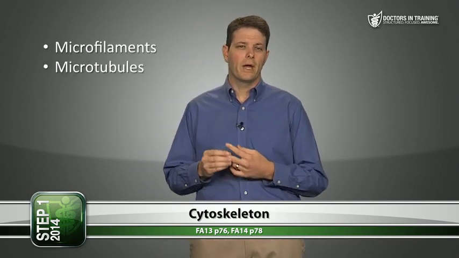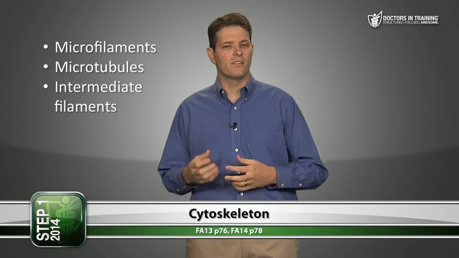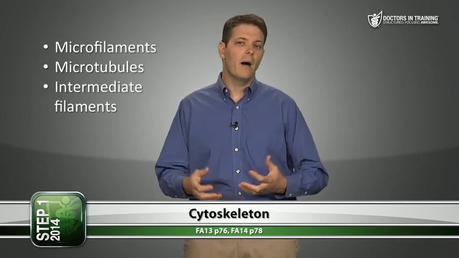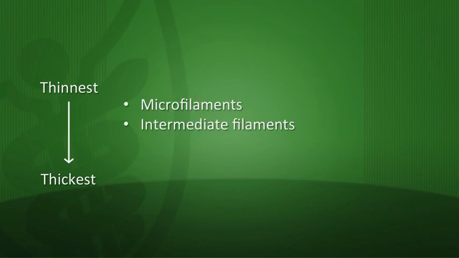There are microfilaments, which are the thinnest filaments. There are microtubules, which despite also being called micro, are actually the thickest of the 3 filaments. And then in between the microtubules and the microfilaments are the intermediate filaments, which have a diameter about half as large as the microtubules. And there's also myosin, which is a little bit larger than the intermediate filaments. So again, going from the thinnest to the thickest, it's microfilaments, intermediate filaments, myosin, and then microtubules.